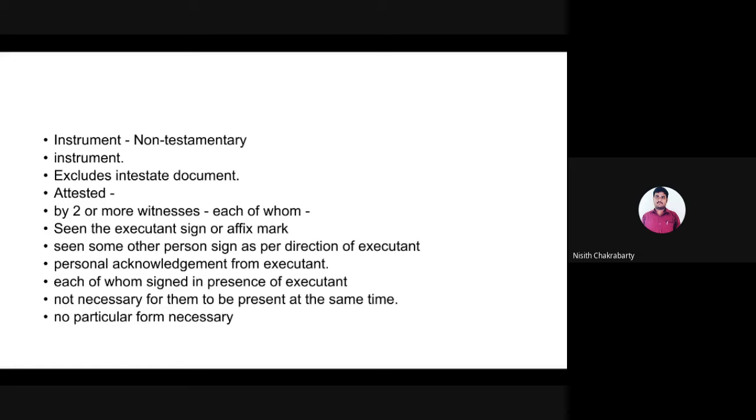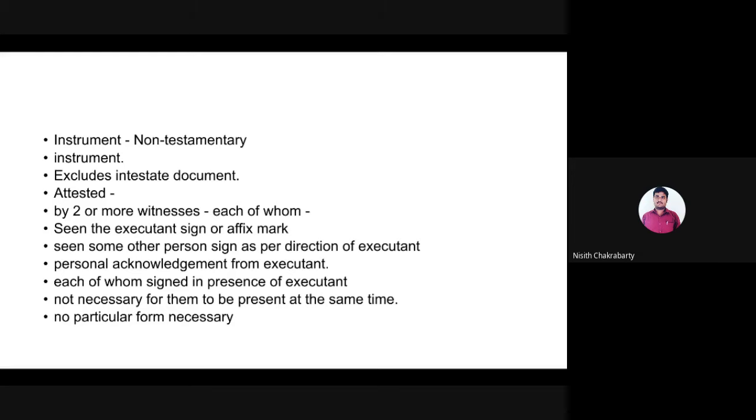Now the second ingredient is that each of whom, meaning the two or more witnesses, must have put their signature in the presence of the executant. The executant was present and the witnesses put their signature in the presence of the executant. That is a non-negotiable part. But when I say that they must be present, they need not be present at the same time. You're getting it? So they must have been present to sign in front of the executant, but they can come one after another.